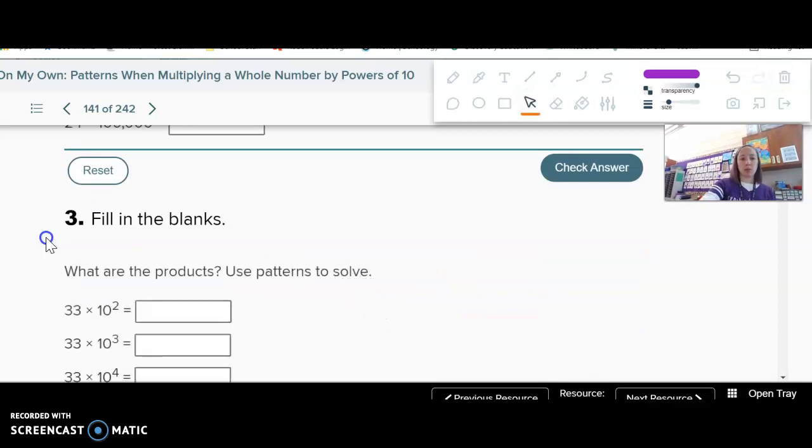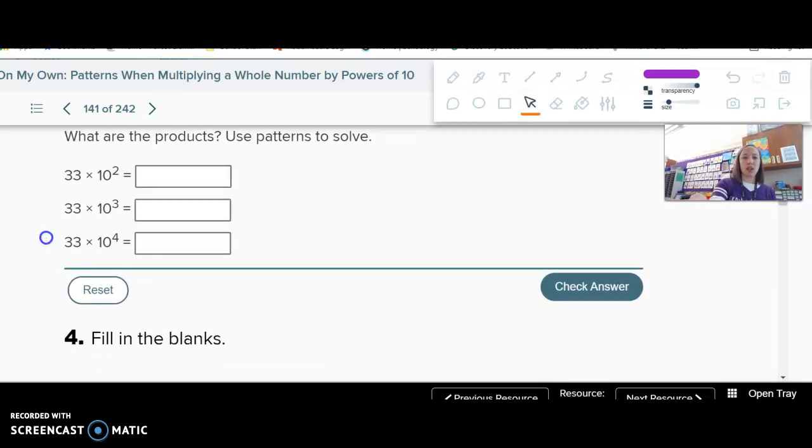Let's do one with the exponents now. So if I have 32 times 10 to the second power, or 10 squared. All right, hopefully you got it. 33 with 2 zeros, because we're seeing the pattern here. So 3,300. Sorry, that comma ended up in a weird spot.